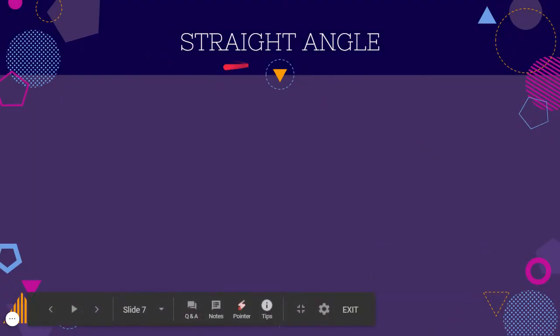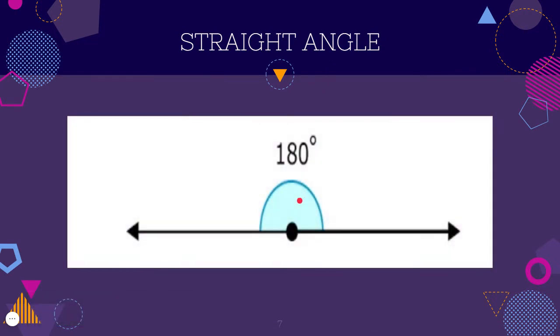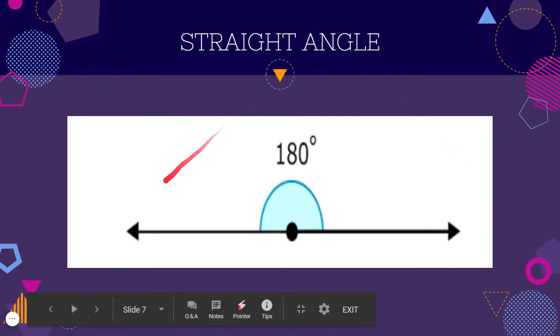Next one is a straight angle, which also is something that we have already learned. A straight angle is going to look like this. If you use a protractor and keep the center of it over here, you will be able to measure that it's going to be a full semicircle. It's going to be 180 degrees.